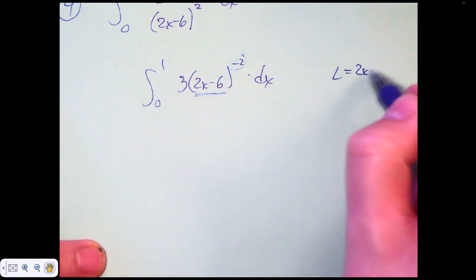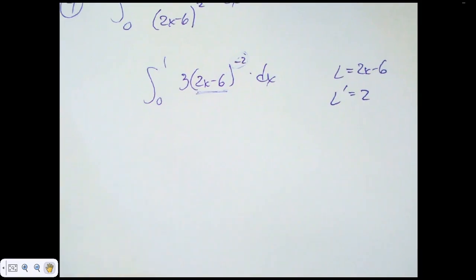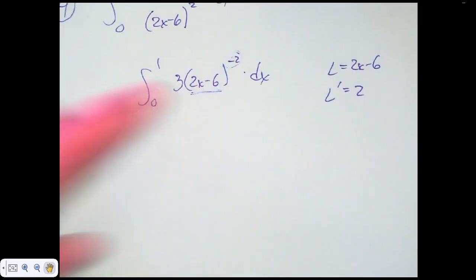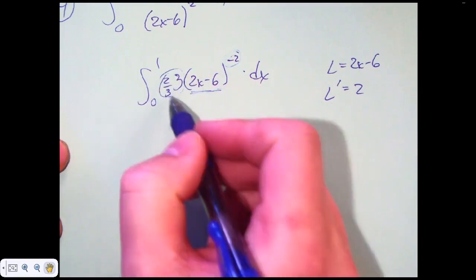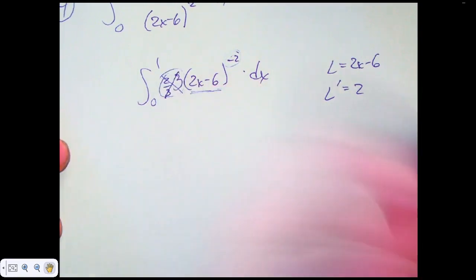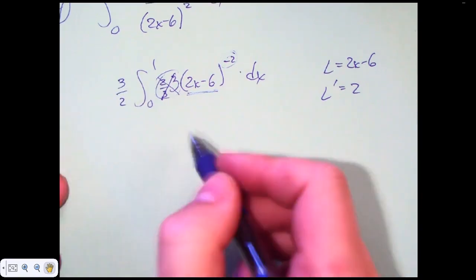So if your L is 2x minus 6, your little prime should be 2. We don't have a 2 out in front. We have a 3 out in front. So I need to multiply this by 2/3 because then this is a 2 and then it goes away. And then I need to balance that out with a 3/2 on the outside.